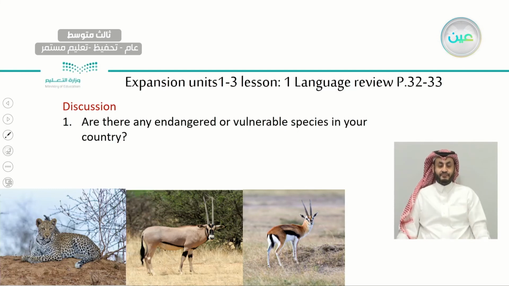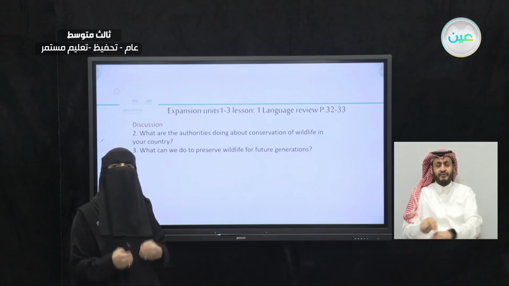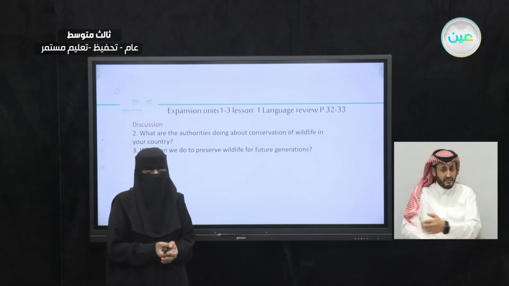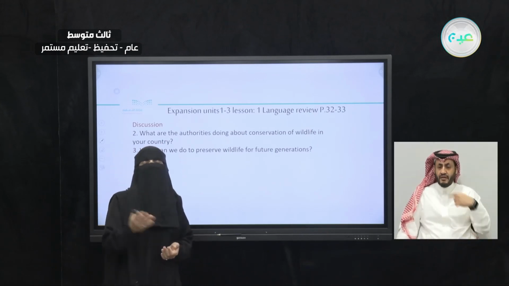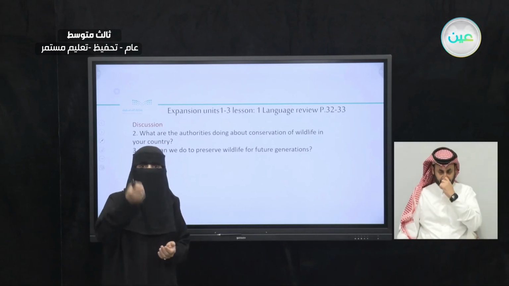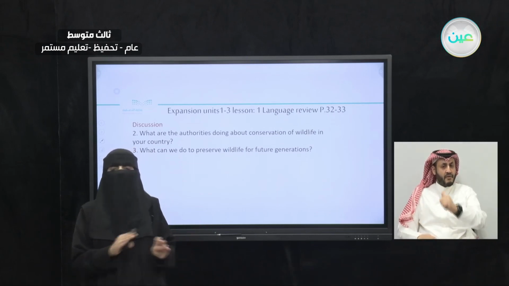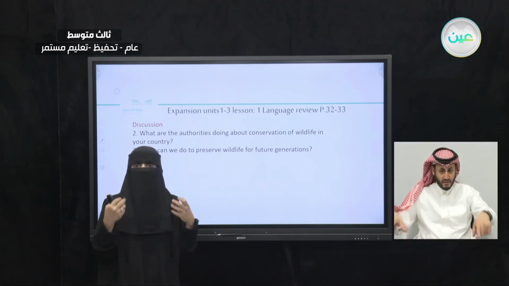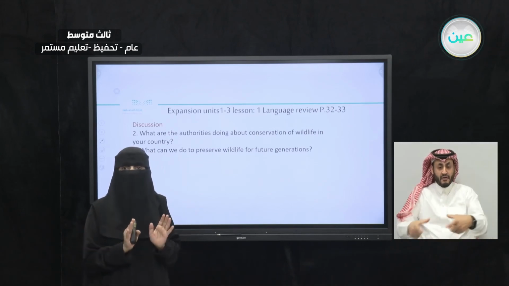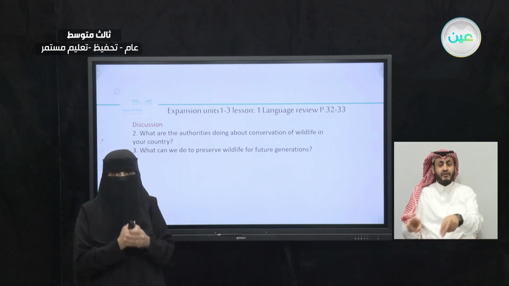Okay? So for question 2, what are the authorities doing about conservation of wildlife in your country? Do you think we have solutions to protect these animals? Yes, the government is doing many things to protect them. Can you tell me? Excellent. They are enforcing laws to tell the hunters not to hunt anymore, to abandon it, and there are places where they can put the animals where it's not a hunting zone, so no one can harm them. They have some preserves to protect the wildlife in Saudi.